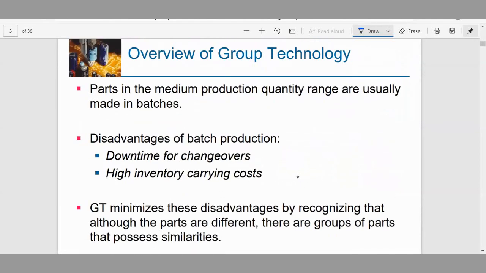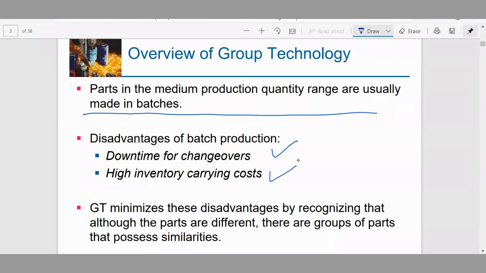Overview of group technology. Parts in the medium production quantity range are usually made in batches. If you have studied the different types of production quantity and variety, if it is medium quantity production, then we can convert it into batch production. Disadvantages of batch production are downtime for changeovers and high inventory carrying cost. There are two drawbacks of batch production.